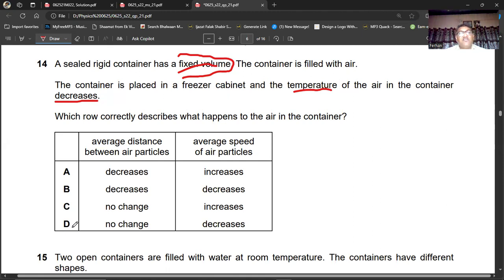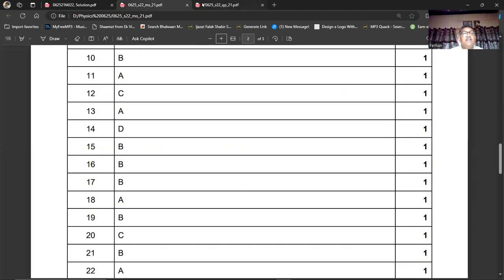So the average distance between the air particles has no change because of the fixed volume, and the average speed of the air particles decreases because the temperature is decreasing, which means their speed is decreasing. So I think D is the right answer, sir. Question number 14, D is the right answer.